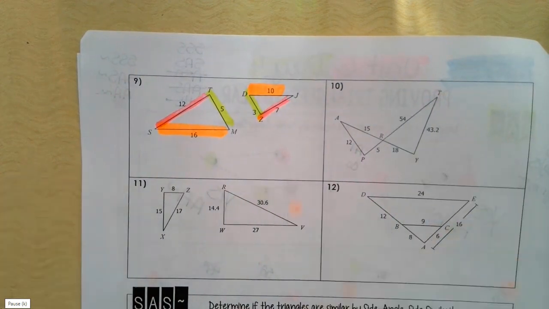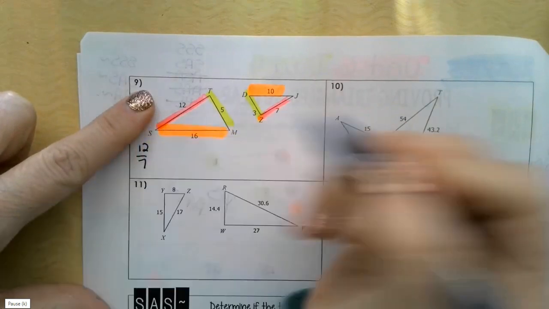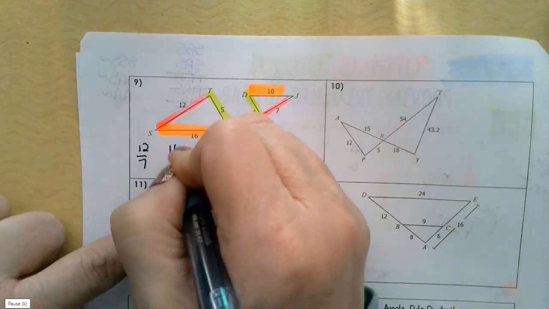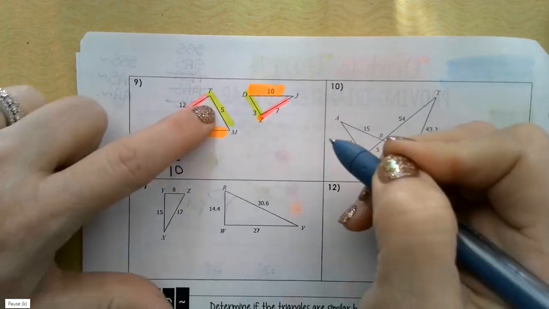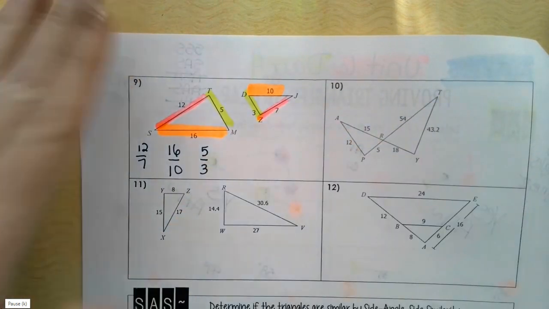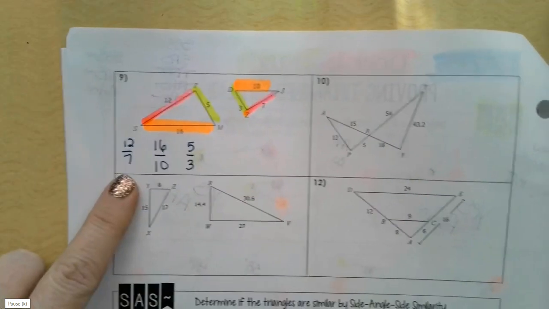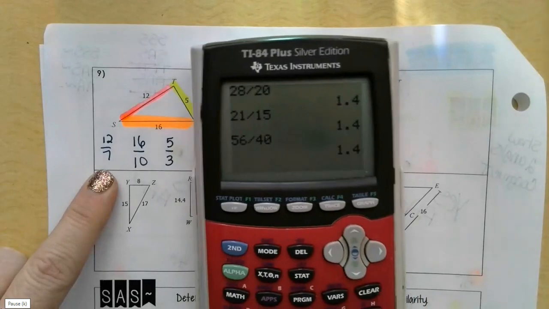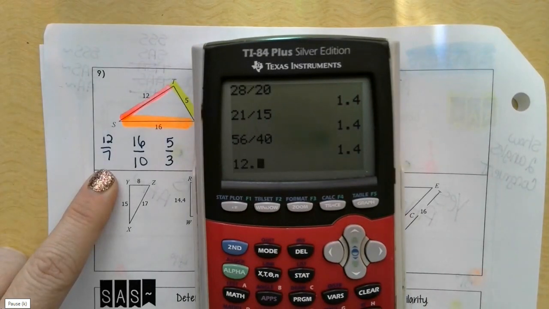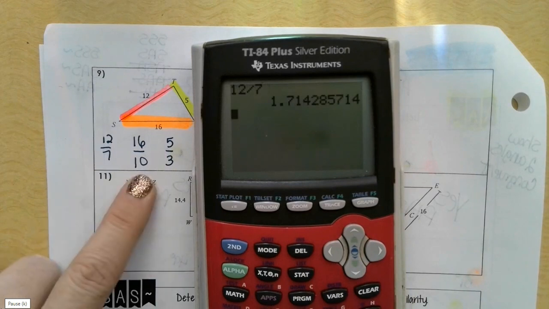I'm going to make my 3 fractions. So I'm going to go pink over pink, orange over orange, yellow over yellow, staying consistent, that I went left over right. If you go right over left, stay consistent. So I'm going to put all of these in the calculator. 12 divided by 7, 16 divided by 10, and what happened?